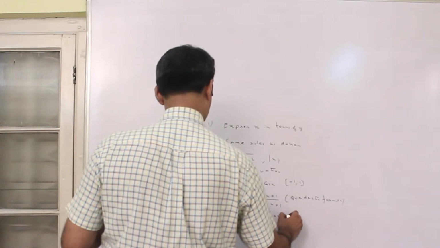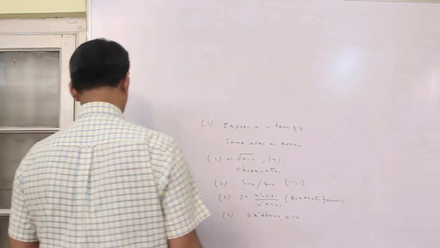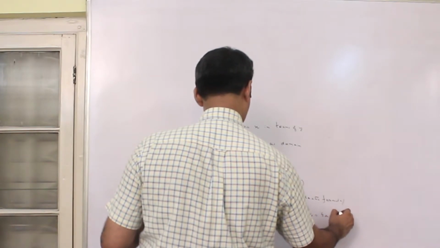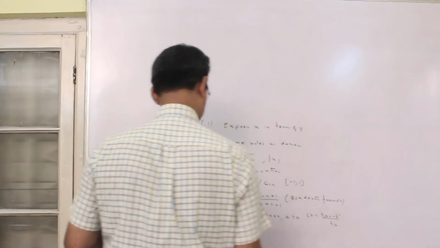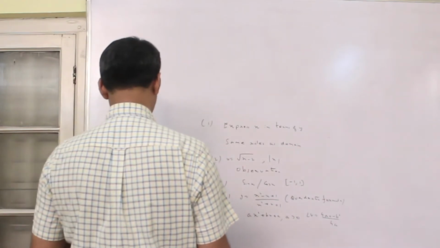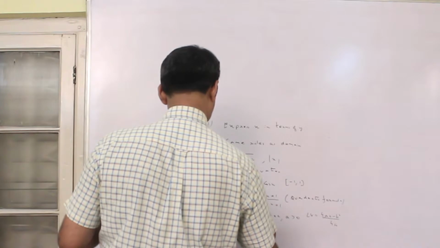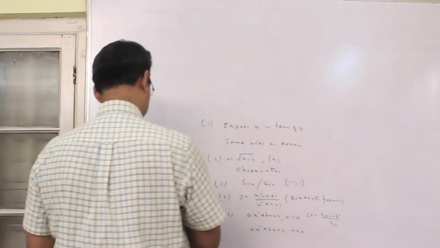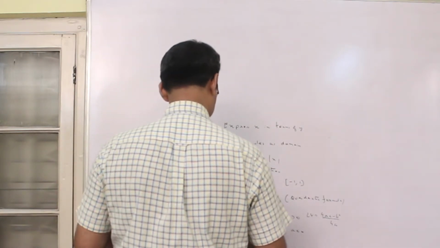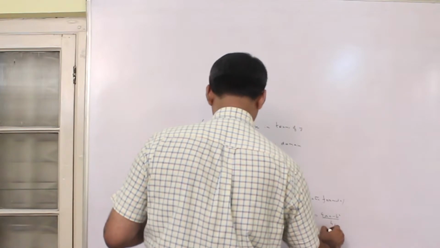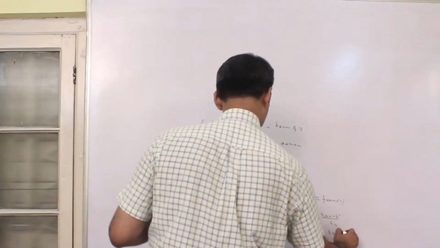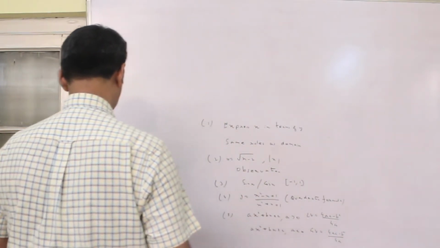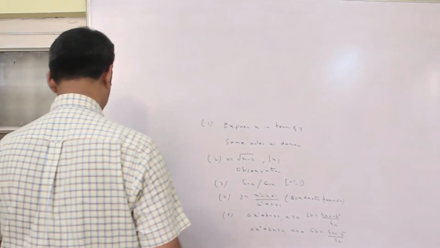If you have a quadratic function ax square plus bx plus c, where a is positive, then the least value will be (4ac minus b square) by 4a. And for ax square plus bx plus c, if a is negative, the greatest value will be (4ac minus b square) by 4a.